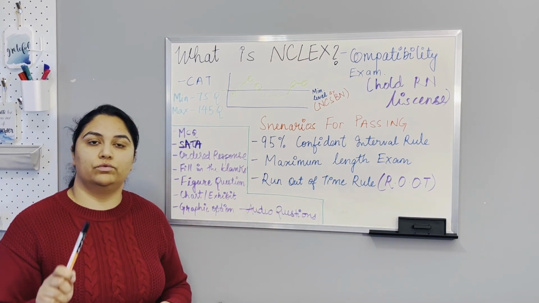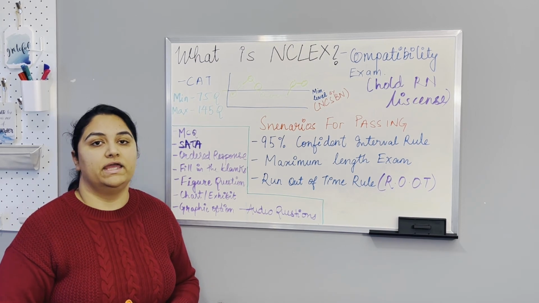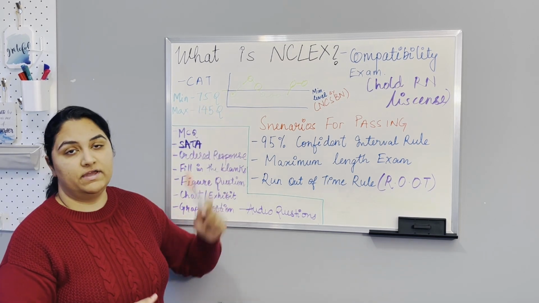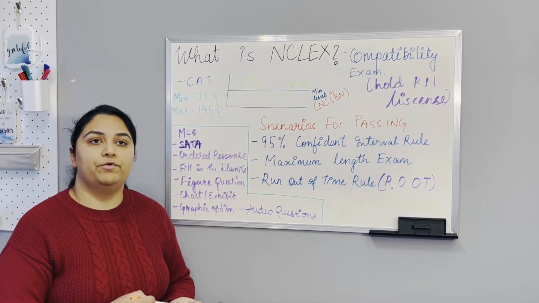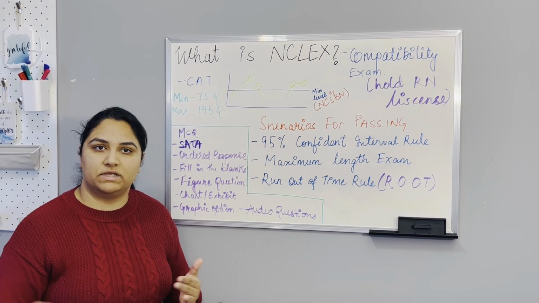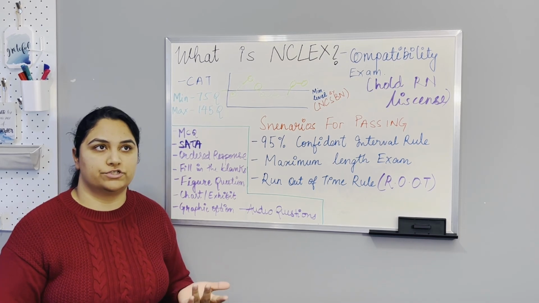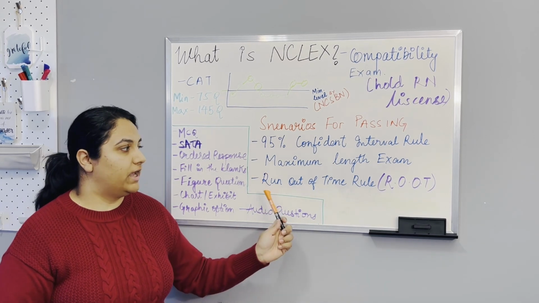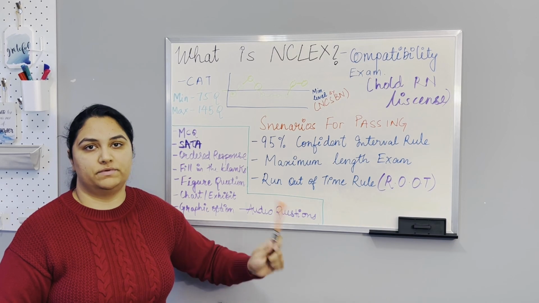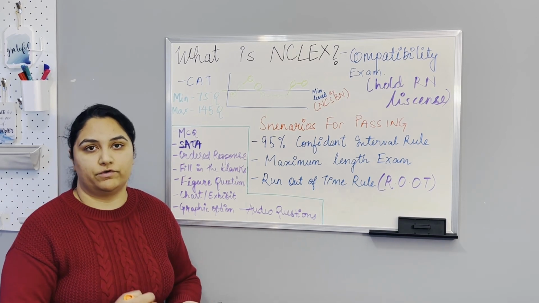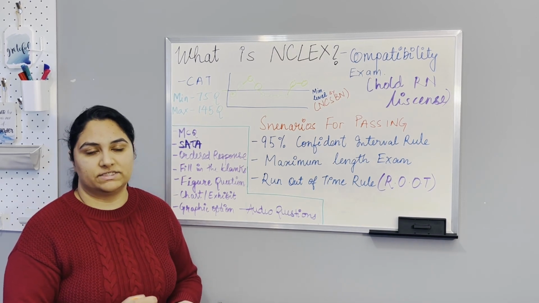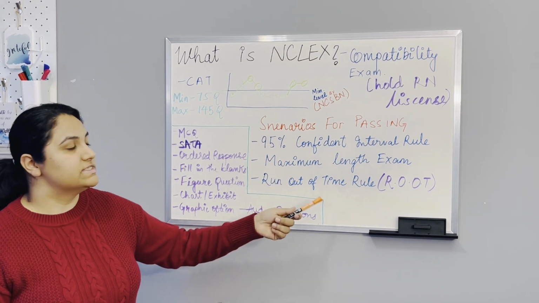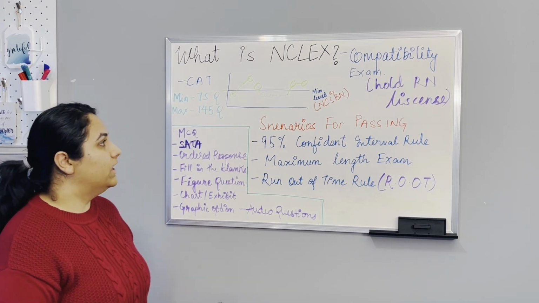In this rule, there are two things. If you have done the minimum number of questions, that is 75, at that time the computer will determine from those minimum questions how capable you are. But if you have not done the 75 questions, then you are marked as a fail in the exam. So this is the main thing out of the different scenarios that you need to know.